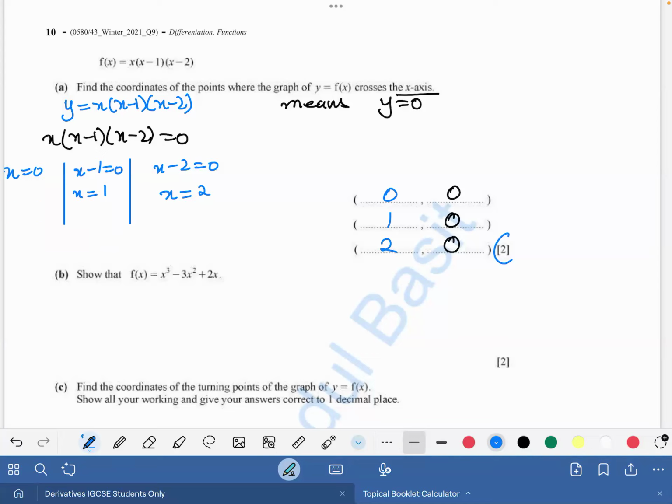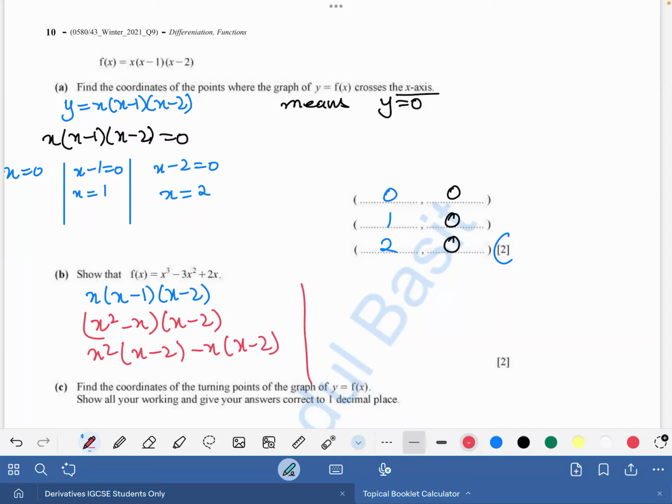Now they say that show that you will get x cube minus 3x square plus 2x. It is expansion of 3 brackets. So it would be x bracket x minus 1 and x minus 2. First of all बेटा x को multiply करें तो ये हो जाएगा x square minus x, bracket को बंद करें. Now x square into x minus 2 and minus x into x minus 2. So what will happen? It would be x cube minus 2x square minus x square plus 2x. So x cube minus 3x square plus 2x, it is shown. Understood, Avinash?